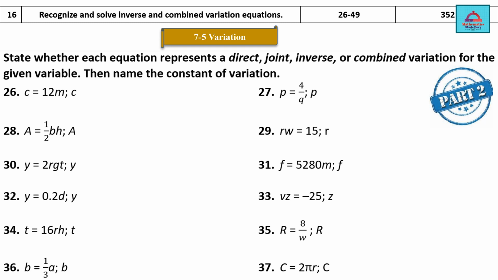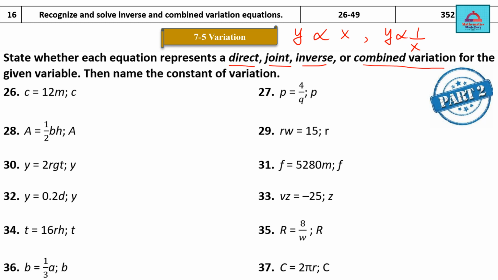We have the direct variation, the joint variation, the inverse variation, and the combined variation. In direct variation, if there are two variables y and x, then they vary directly, so an increase in one will lead to an increase in the other. In inverse variation, the opposite will happen. If one increases, the other will decrease, so y is proportional to the reciprocal of x.